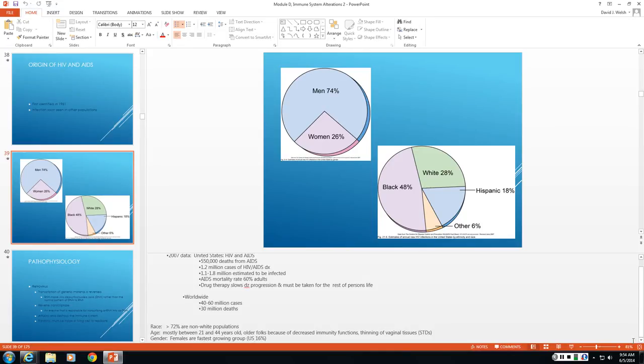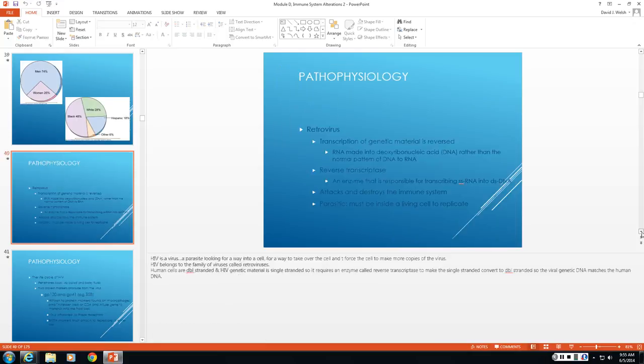Although men are affected 74% and females 26%, the fastest growing group in the U.S. is females. Elderly people are also catching up because of their unprotected sex. You have the baby boomers, the drug abusers getting up there in age, and the use of prostitutes by older men.